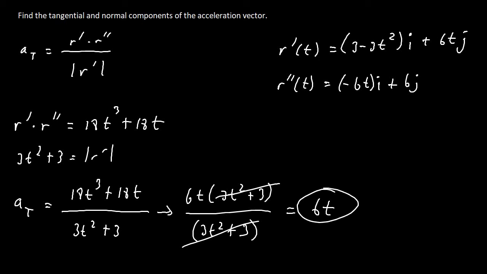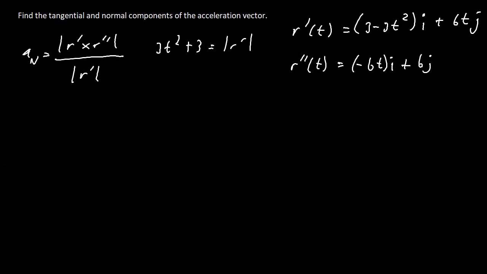So now let's go ahead and find the normal component of acceleration. This time it's going to be the magnitude of the cross product of r prime and r double prime of t, over the same thing on the denominator, the magnitude of r prime of t. We've already found the magnitude of r prime, so let's keep that answer. Now all we have to do is take the cross product and find its magnitude. So let's go ahead and take the cross product.